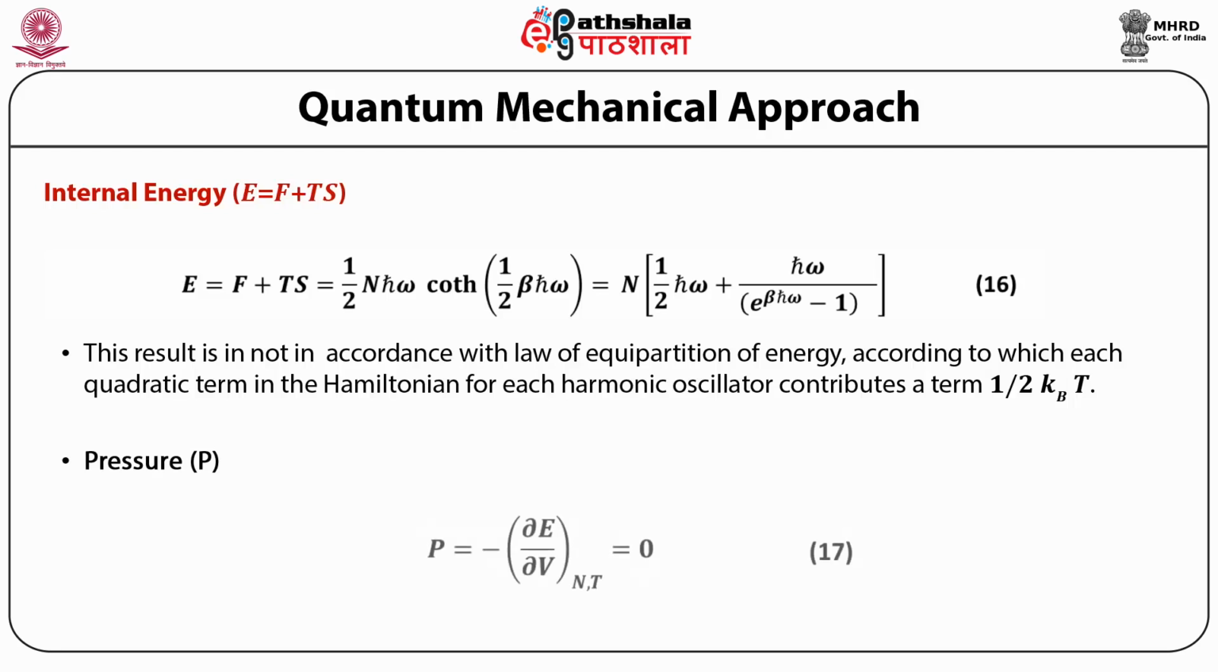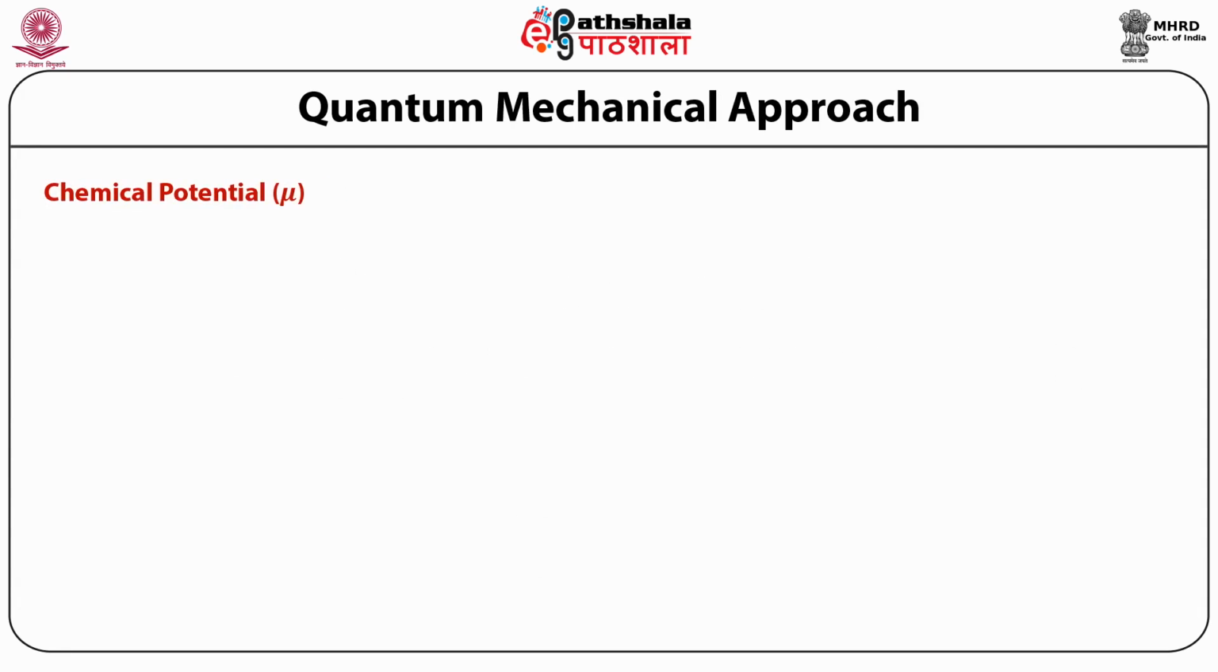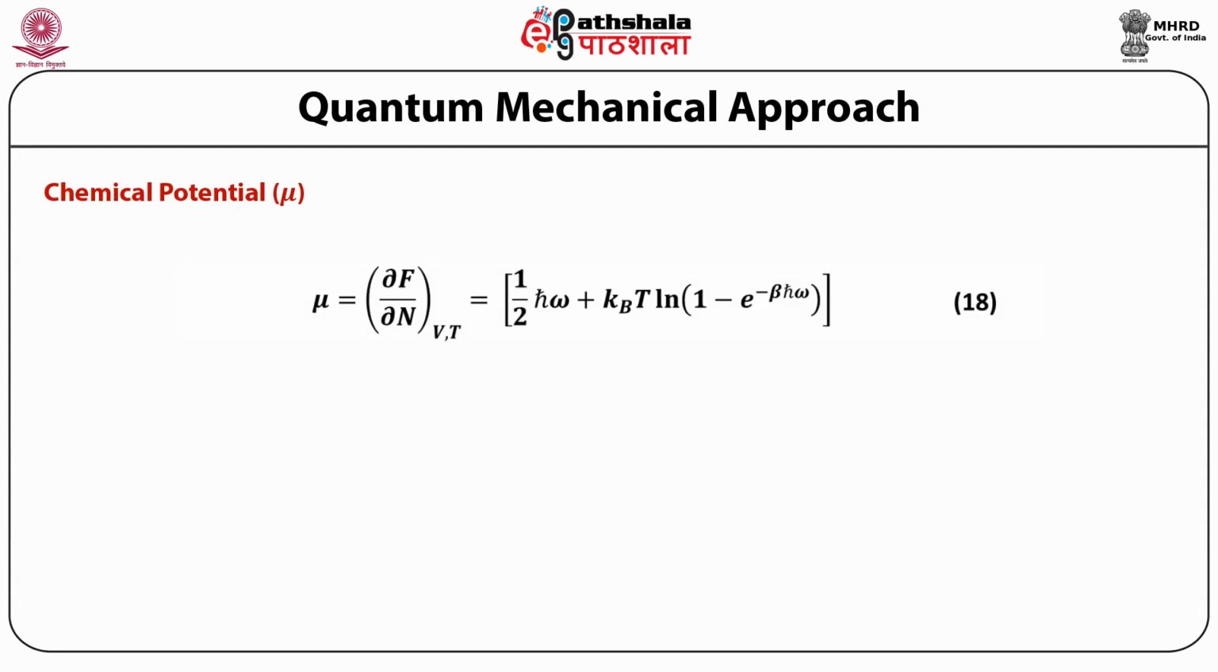Pressure P can then be written as the negative of the partial derivative of internal energy with respect to volume at constant N and constant T, which is equal to 0. Chemical potential mu, which is equal to the partial derivative of F with respect to N at constant V and constant T, is equal to half h bar omega plus kBT log of 1 minus e raised to the power minus beta h bar omega.